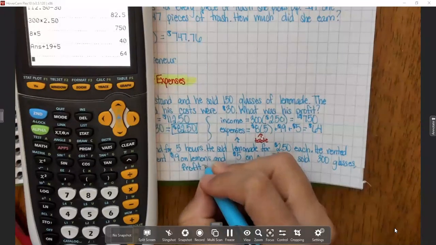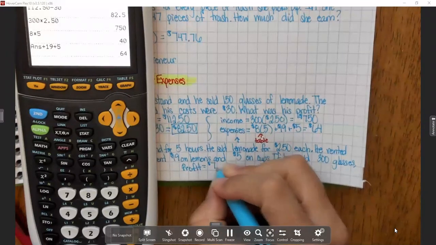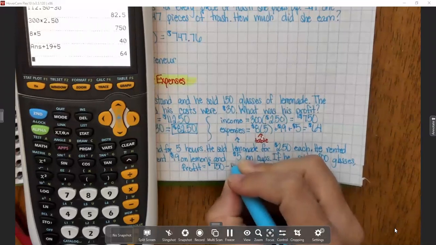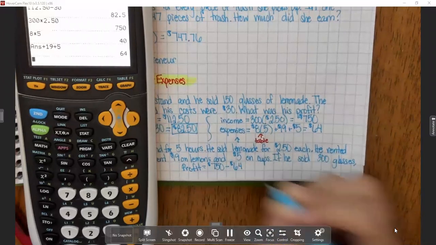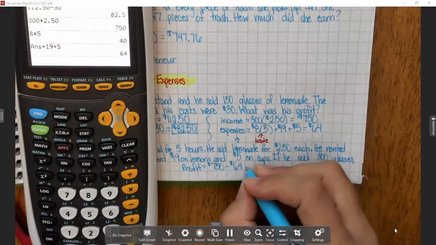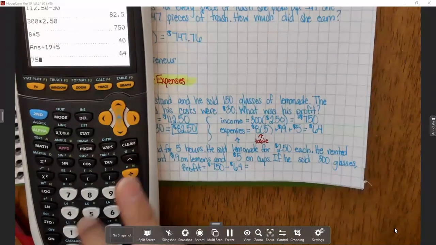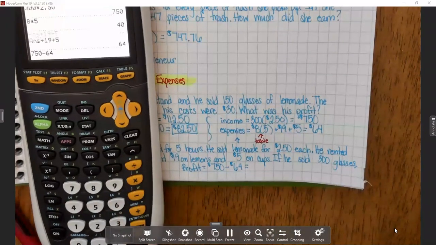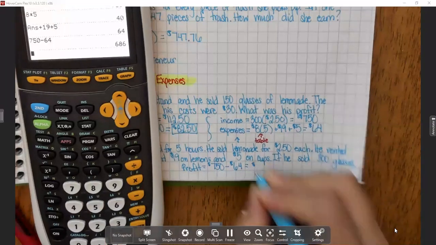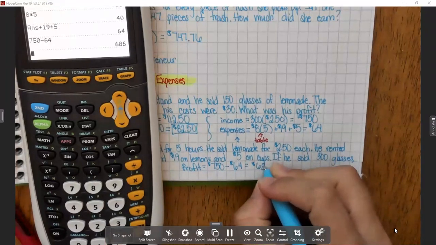So his profit then is that $750 from his income minus the $64 from the expenses. So he made $686.